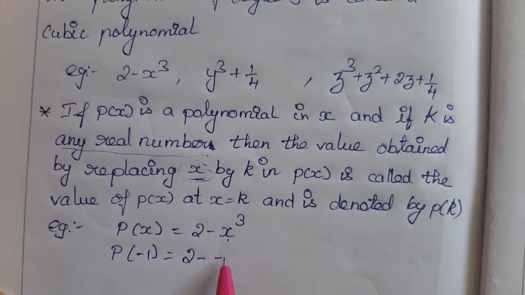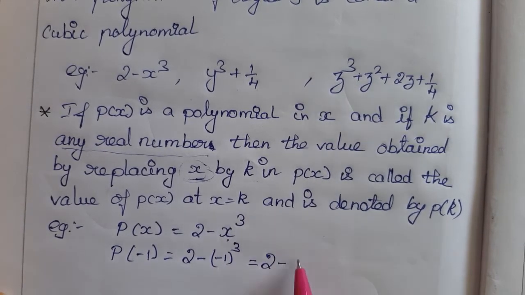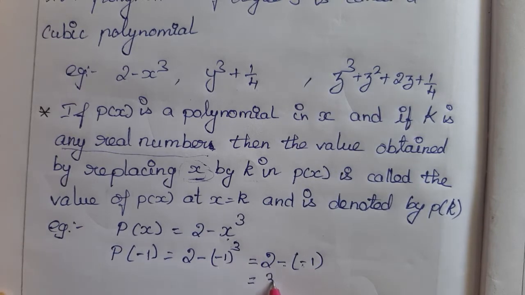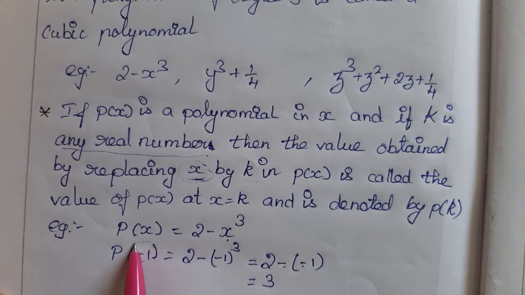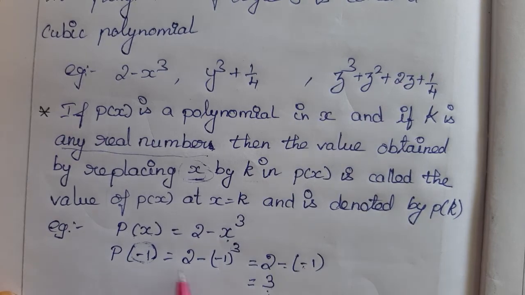So 2 minus (minus 1) the whole cube. Minus 1 cubed is again minus 1, because the power is odd, so it will be a negative number. So 2 minus into minus is a plus, 2 plus 1 is 3, right? The value is 3. The value of p of x at x equal to minus 1 is 3. Clear?